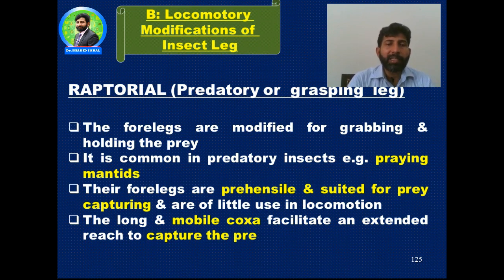The next category is raptorial, the predatory or grasping legs. These are responsible for grasping the prey for predation. The forelegs are modified for grasping and holding prey. This is common in predatory insects, for example the praying mantis. Their forelegs are prehensile and suited for prey capture, and are of little use in locomotion.